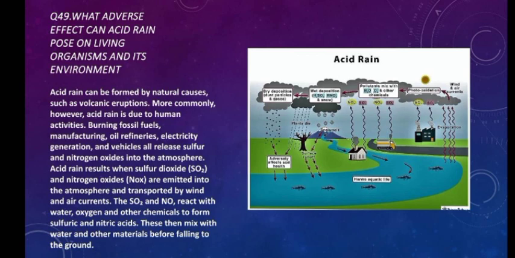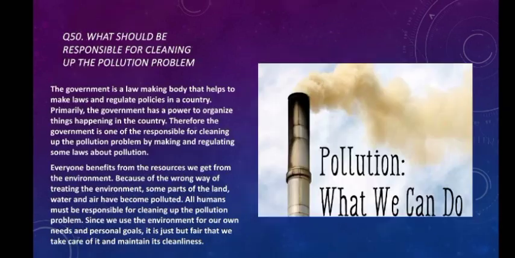Acid rain results when sulfur dioxide and nitrogen oxides are emitted into the atmosphere and transported by wind and air currents. The sulfur dioxide and nitrogen oxide react with water, oxygen, and other chemicals to form sulfuric and nitric acids. These then mix with water and other materials before falling to the ground.